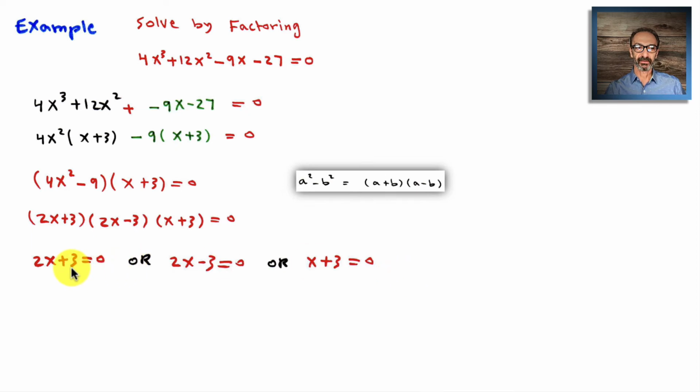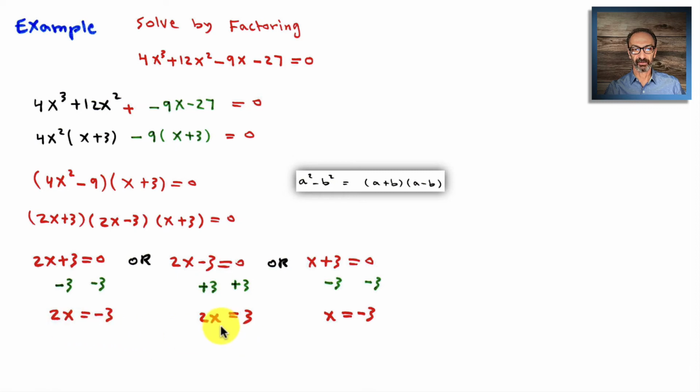We're going to add 3 here to both sides. We're going to subtract 3 from both sides. We're going to subtract 3 from both sides here. This cancels, and we're going to end up with 2x equals negative 3. Here cancels, 2x equals positive 3. This cancels, x equals negative 3.